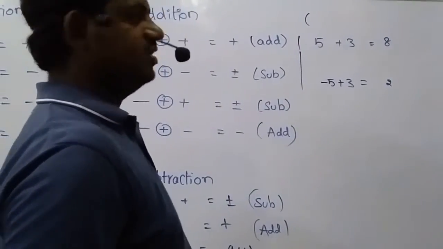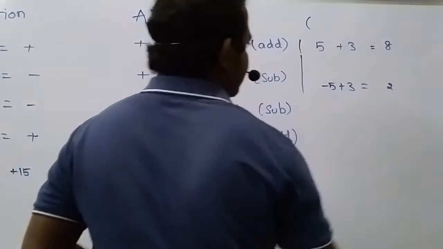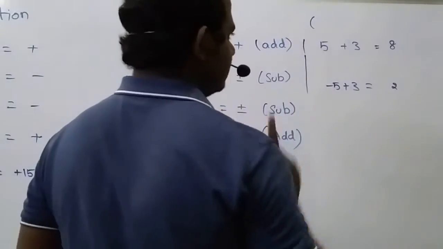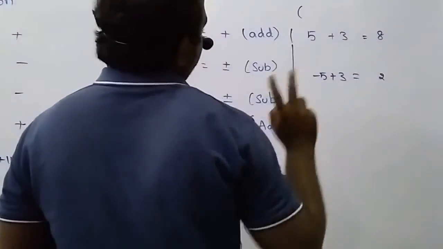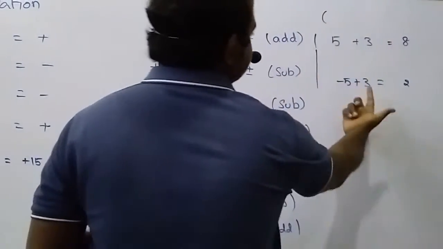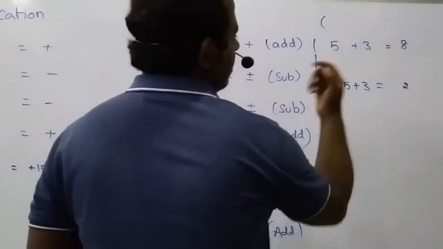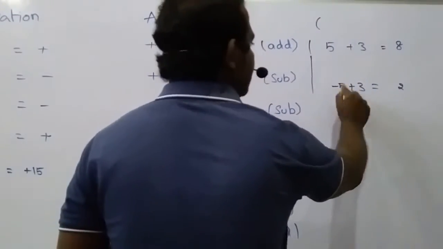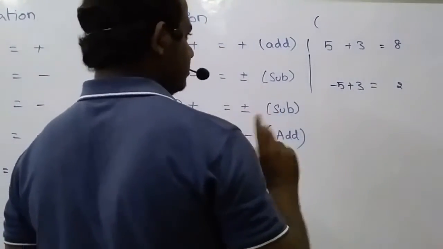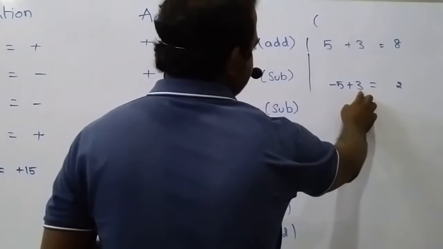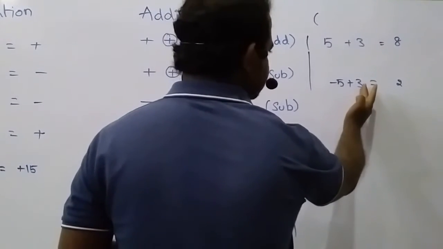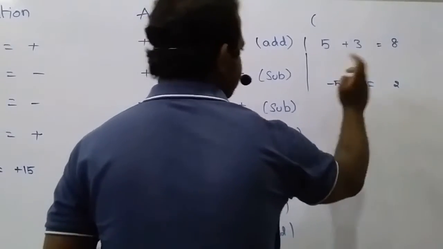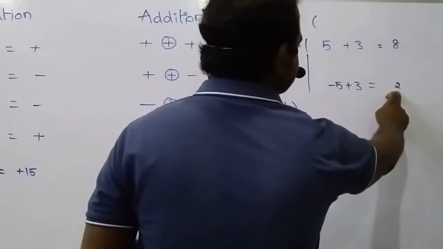-5 plus 3. Up to this part is correct. We have still one final step left. That is, if two numbers are involved in addition or subtraction, then we have to subtract the smaller value from the larger number. That is the first step. Here the smaller number is 3 and the larger number is 5. Subtract the smaller number 3 from the larger number 5. Yes, the subtraction result is 2.